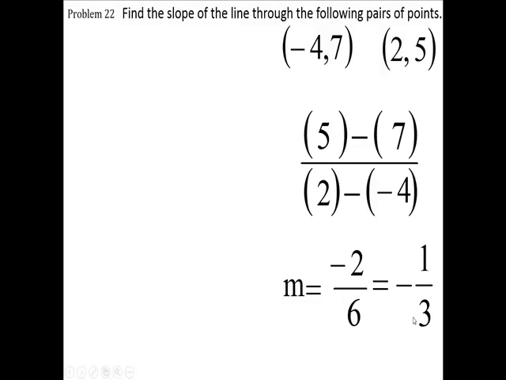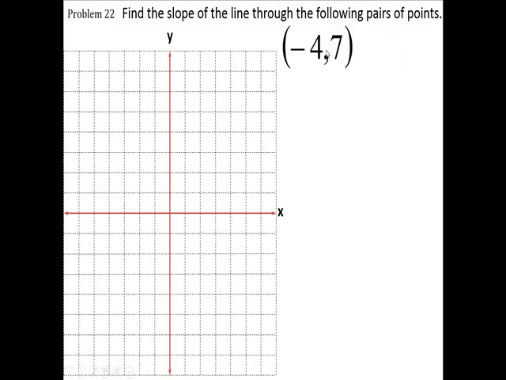What does that look like? Well, let's graph the first point. Here are my 2 points. I'm going to graph the first one, and then I'm going to graph the second one, and see what a -1/3 slope looks like. So when you graph, you're talking about 0, 0, and then go left 4, right? Go left 1, 2, 3, 4. The coordinates for this point are -4 and 0. And then we're going to go up to 7. So go up 1, 2, 3, 4, 5, 6, 7. So here's my first point right here.